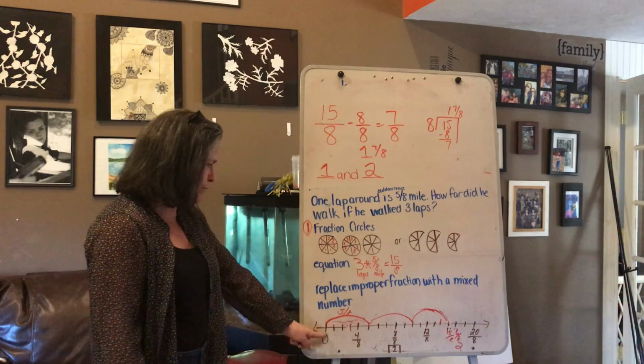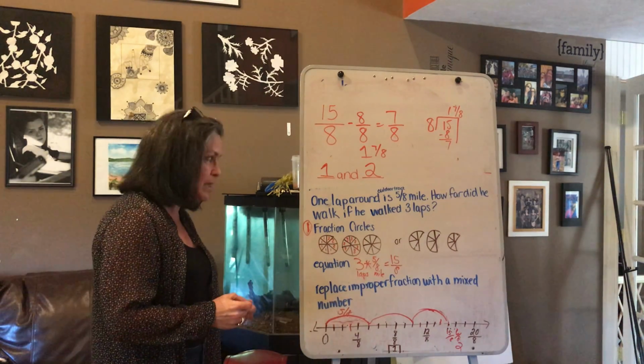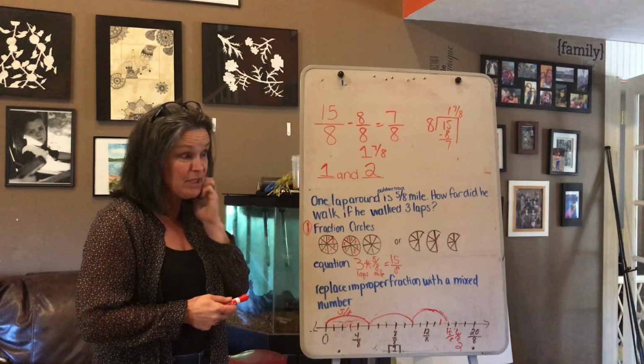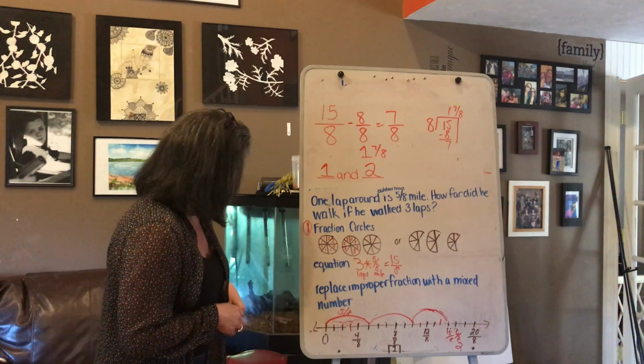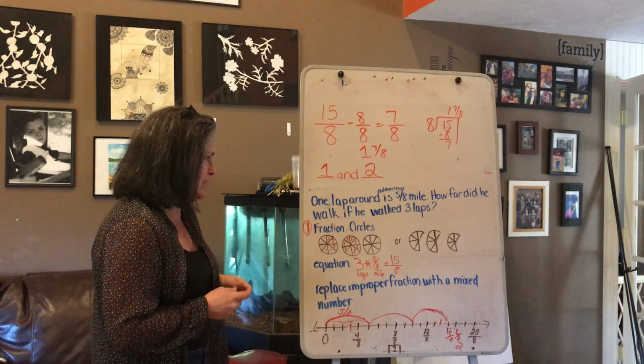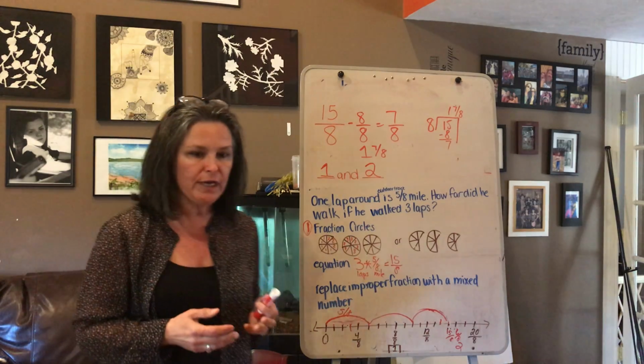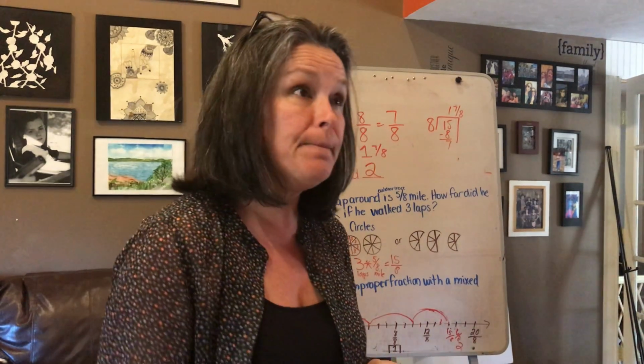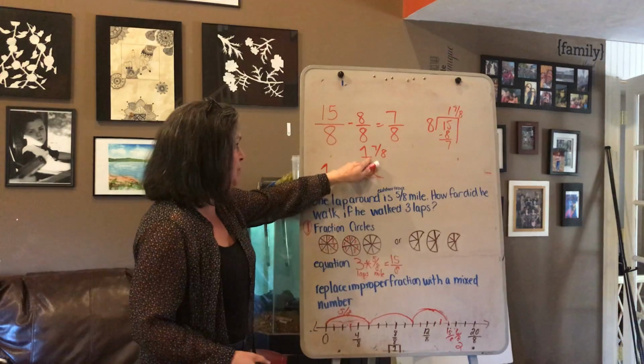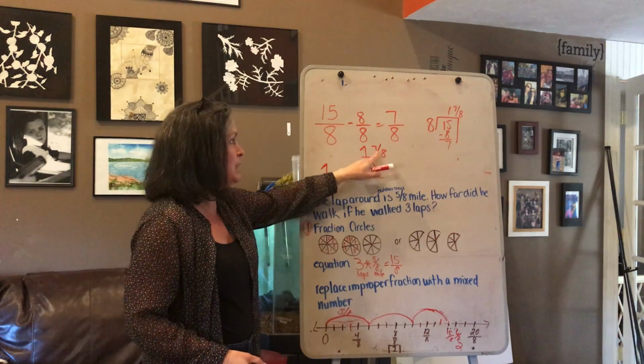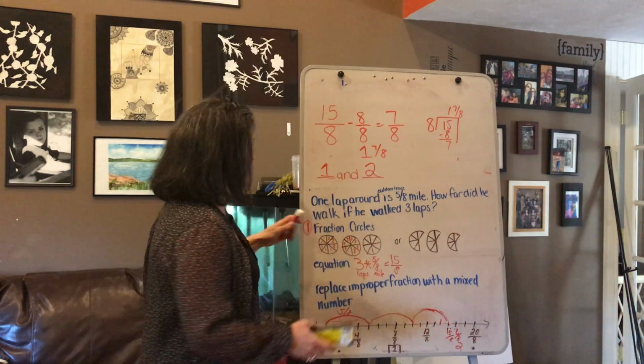Okay, so great strategy, but it is a little time consuming. Very easy to make a mistake, as you just saw. So the next part is we're going to look at some mixed numbers, and this is what we call a mixed number. It means we have a whole number and a fraction to go with it.